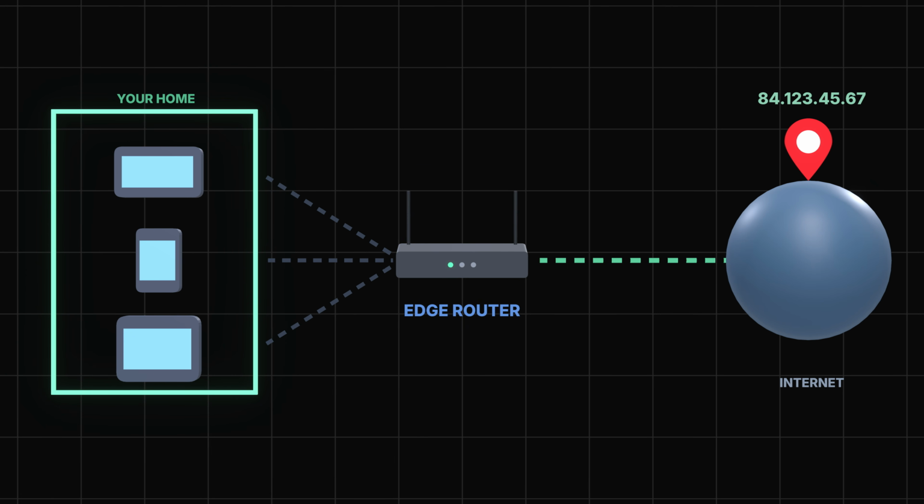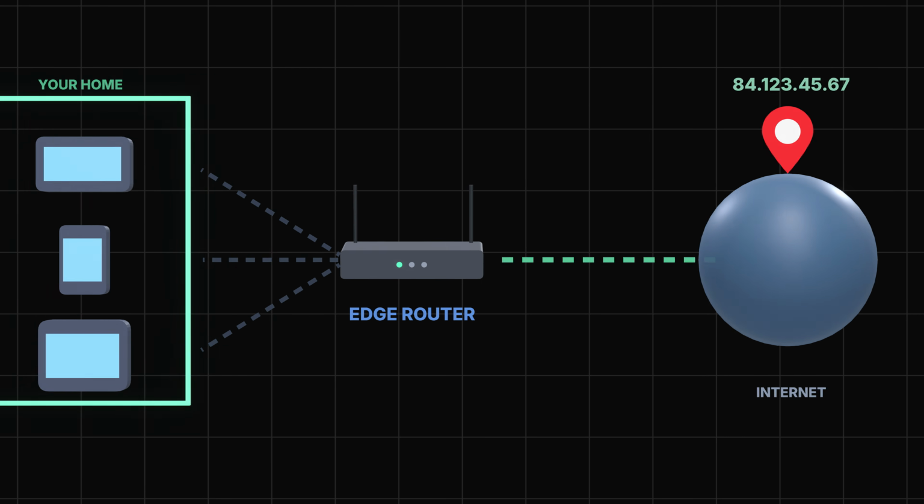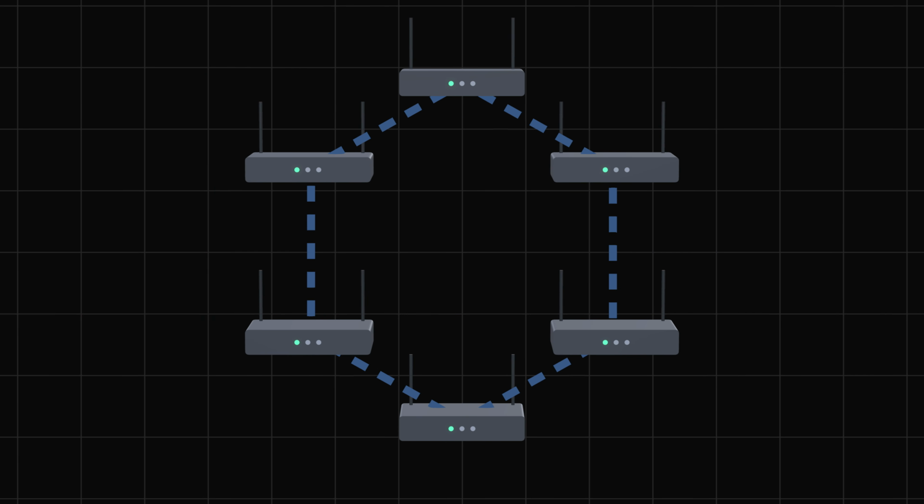To sum it up, edge routers connect devices like your phone with the internet, and core routers route that traffic through it. They're the backbone of the internet, passing your data from network to network until it reaches the other side of the world and back.